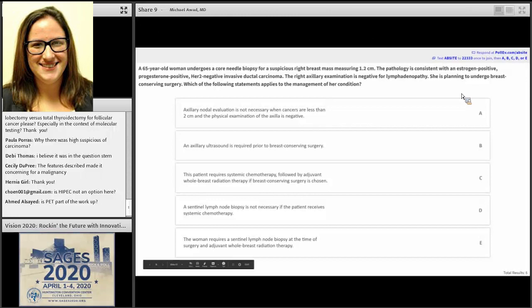A, axillary node evaluation is not necessary when cancers are less than 2 centimeters and the physical examination of the axilla is negative. B, an axillary ultrasound is required prior to breast-conserving therapy. C, the patient requires systemic chemotherapy followed by adjuvant whole breast radiation therapy if breast-conserving surgery is chosen. D, a sentinel lymph node biopsy is not necessary if the patient receives systemic chemotherapy. And E, the woman requires sentinel lymph node biopsy at the time of surgery and adjuvant whole breast radiation.